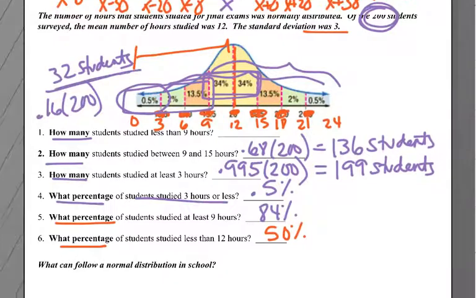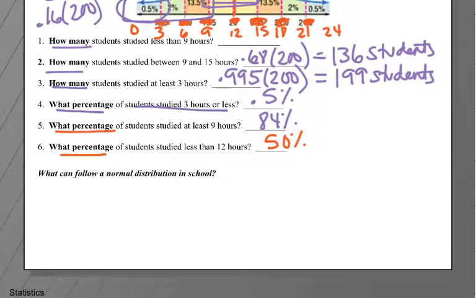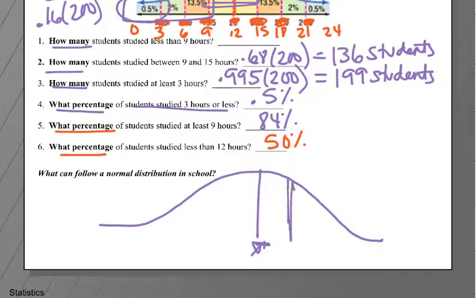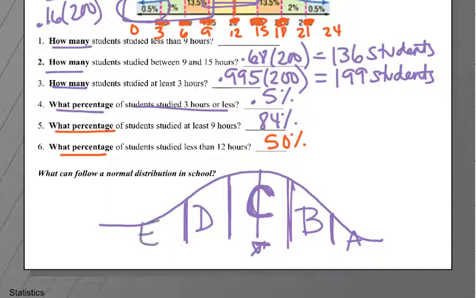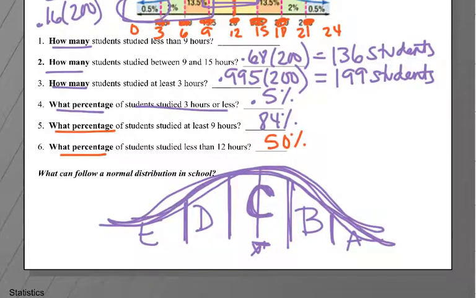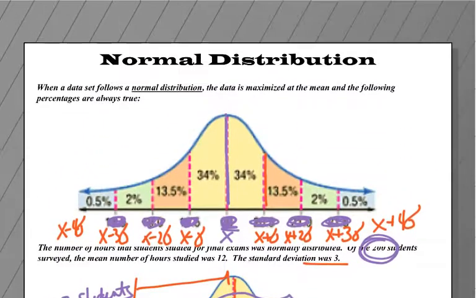These percentages are consistent, and a normal distribution in school is grades, right? Especially with a standardized test such as the SAT or the ACT. How they figure out those scores is based on the bell curve. They find out the mean and they maximize the data at the mean. In terms of letter grades, it might be that the middle chunk is C's, then B's, then D's, then A's, then E's, where the data is maximized at the mean. We'll talk about that more in class. You do have to know those percentages for the test, and that is the normal distribution.